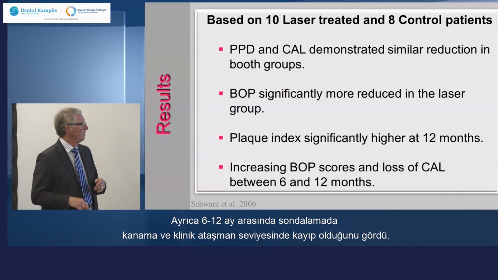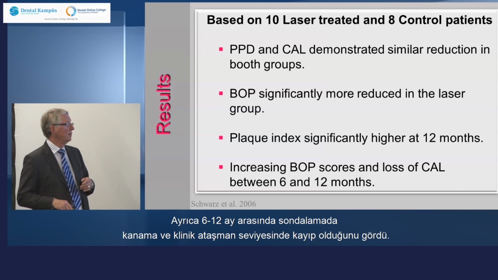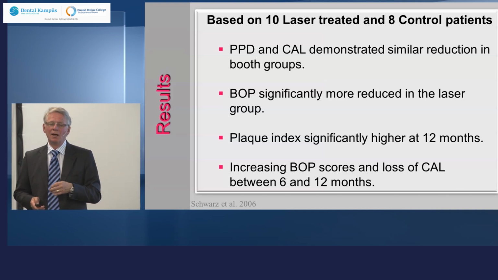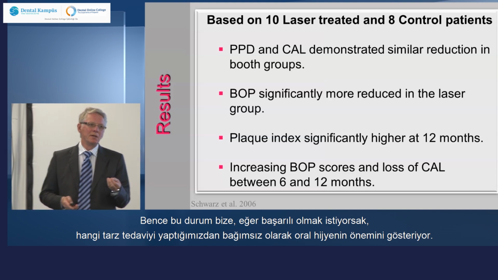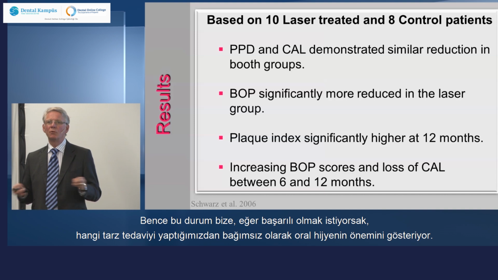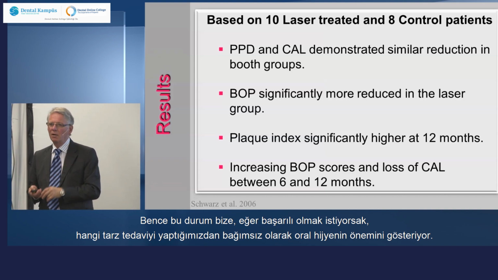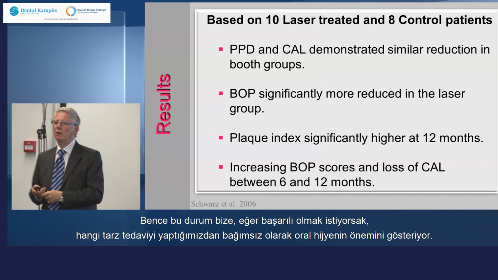He also found that there was an increase in bleeding on probing scores and loss of clinical attachment level between 6 and 12 months. I think this demonstrates to us the importance of oral hygiene if we are going to be successful, no matter what type of therapy we are doing to our patients.